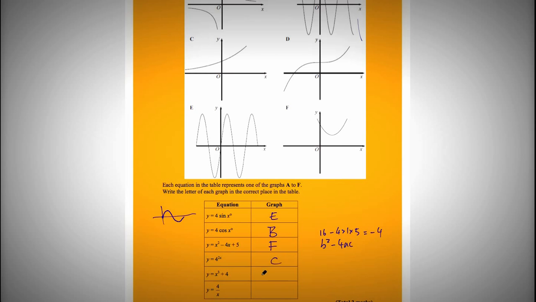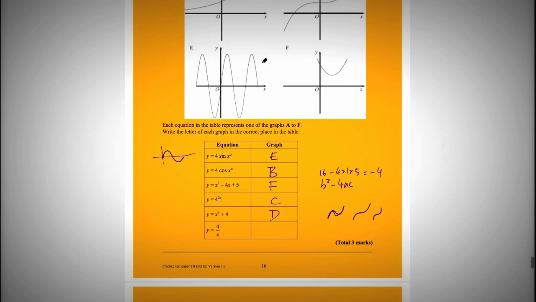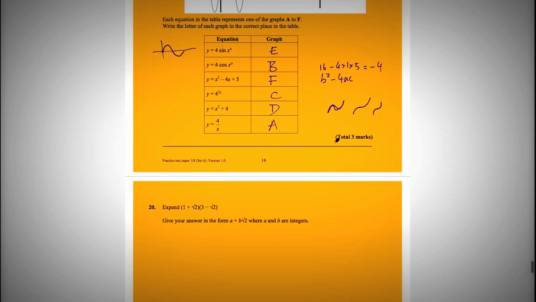So that's C. Y equals x cubed plus 4 is this one that goes, any graph that looks like it's got 2 turning points, even if they're shallow, or even if it's a point of inflection, is a cubic, so that's D. And then y equals 4 over x is a reciprocal graph, which is this one. Some multiple of 1 over x, and they all look like that. So that's graph A for that one there. Only 3 marks for that, presumably because once you've got 1 correct or 2 correct, the rest fall into place.